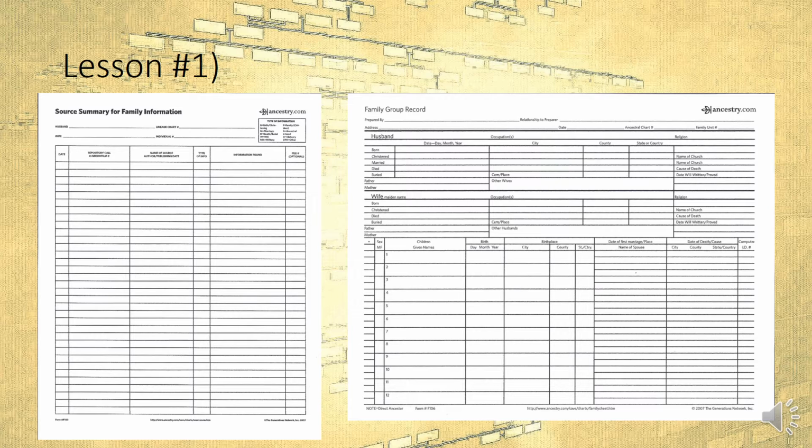On this slide, I have placed a source summary for family information and a family group record. These forms are always similar, but are not exact in format. You can print these forms out to fill, mail, or give to someone else in your family to complete. I have made fillable forms available for you in the course content folder, as well as in the section where I describe how to complete these forms.